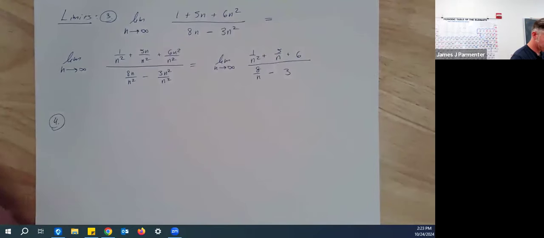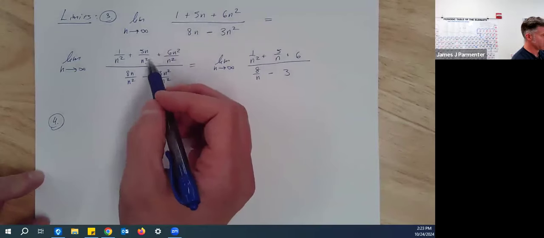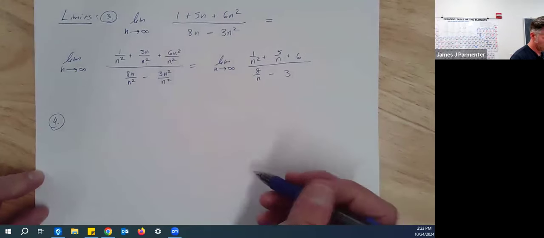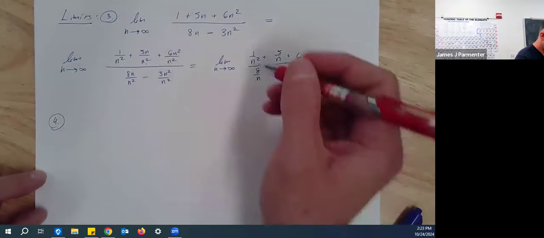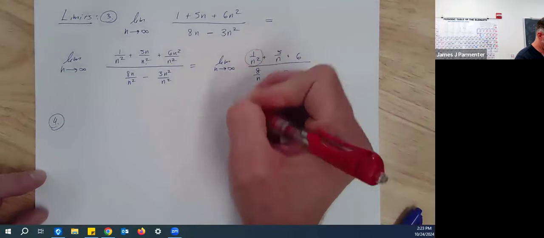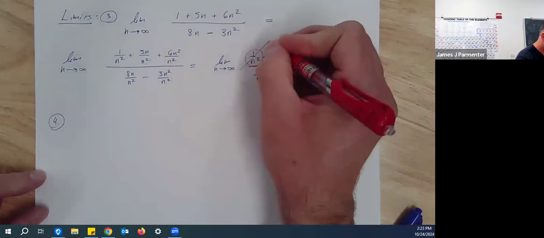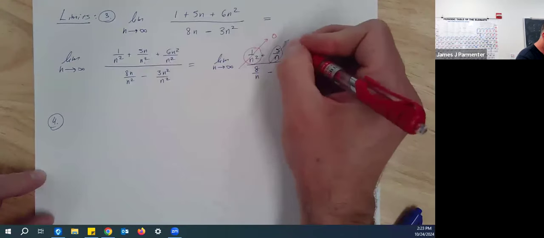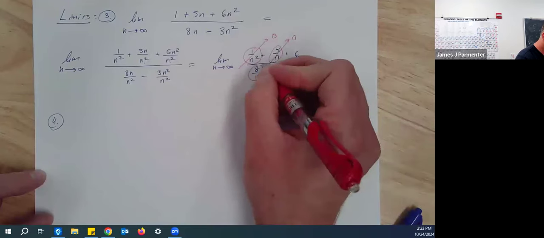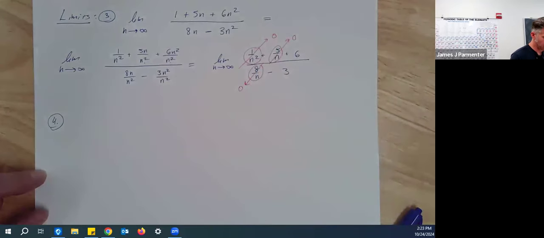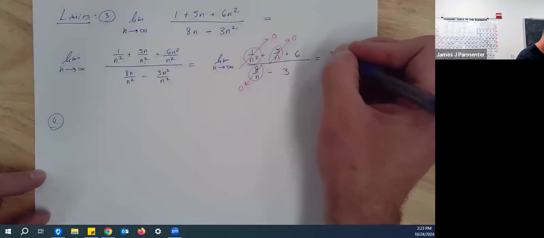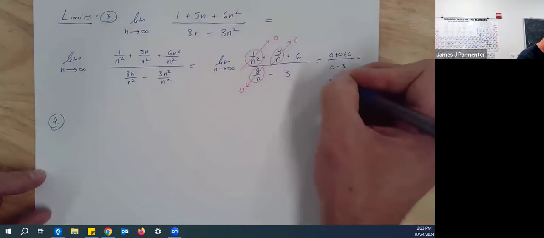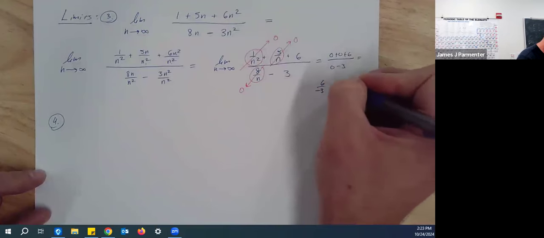I'm just simplifying those terms. n over n squared reduces to 1 over n. n squared over n squared is 1. Same thing on the bottom. And then, as n gets really big, what happens to 1 over n squared? It's really small. So does anything else divided by n or n to a positive power. So all those things become closer and closer to 0, and we end up with 0 plus 6 over 0 minus 3, which is 6 divided by negative 3, which is negative 2.